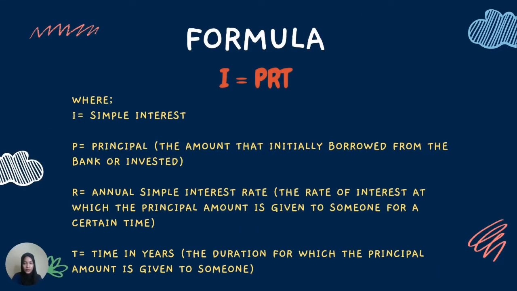So the formula. In case you don't know what I equals PRT is, the formula for simple interest is I = PRT, where I is the simple interest, P is the principal, which is the amount initially borrowed from the bank or investor, R is the annual simple interest rate, which is the rate of interest at which the principal amount is given to someone for a certain time, and T is the time in years, which is the duration for which the principal amount is given to someone.